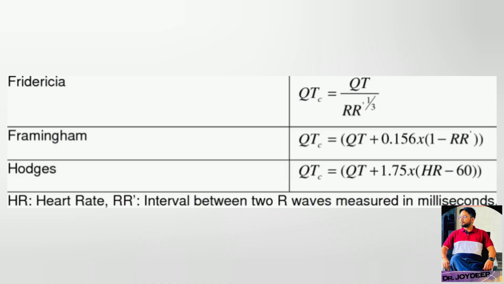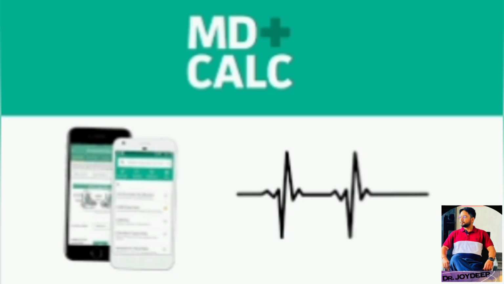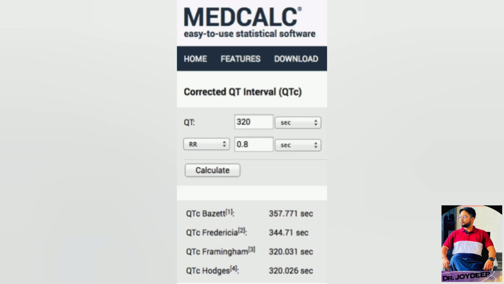Hodges' formula is QTc equals QT plus 1.75 times heart rate minus 60. Fortunately, there are now multiple phone apps that will calculate the corrected QT interval. For example, mdcalc.com has a quick and easy QTc calculator that is free to use.